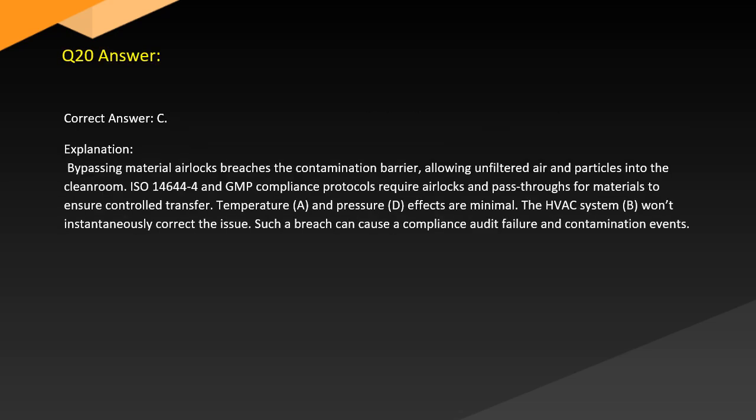Answer. Correct answer: C. Explanation. Bypassing material airlocks breaches the contamination barrier, allowing unfiltered air and particles into the cleanroom. ISO 14644-4 and GMP compliance protocols require airlocks and pass-throughs for materials to ensure controlled transfer. Temperature, A, and pressure, D, effects are minimal. The HVAC system, B, won't instantaneously correct the issue. Such a breach can cause compliance audit failure and contamination events.